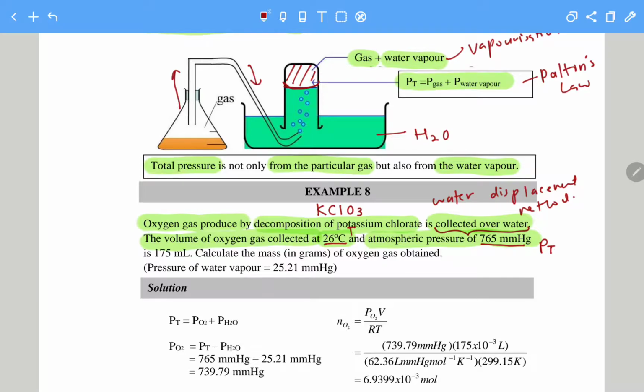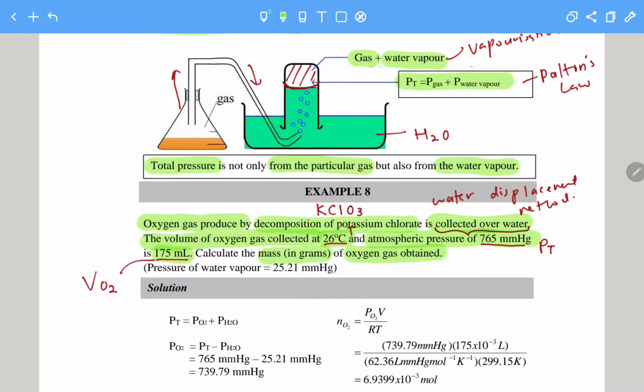Okay, 175 ml. So this is actually the volume. Okay, this is the volume of oxygen gas collected over water. So the question is, calculate the mass in grams of the oxygen gas obtained.